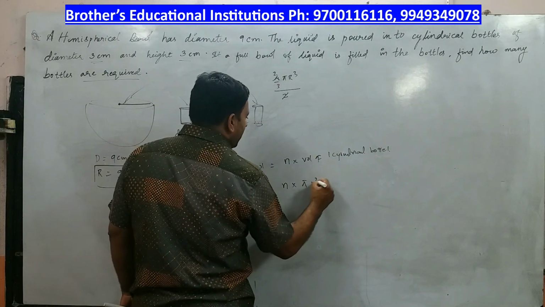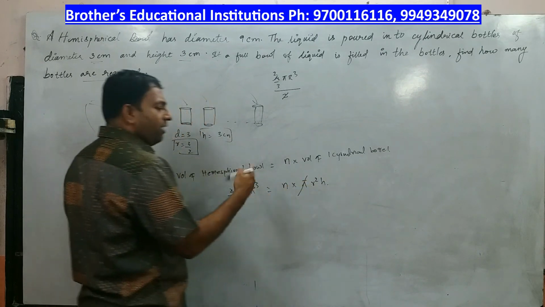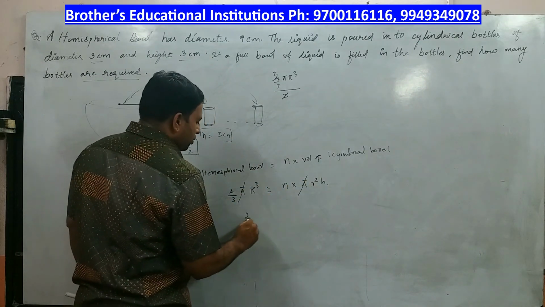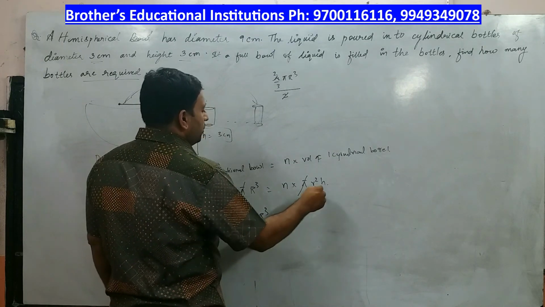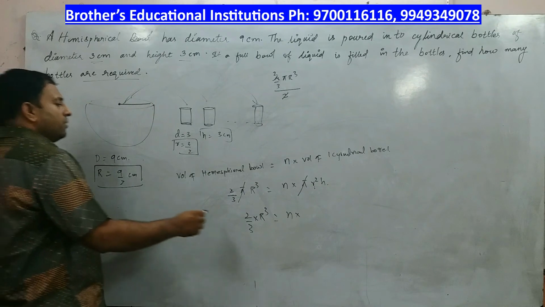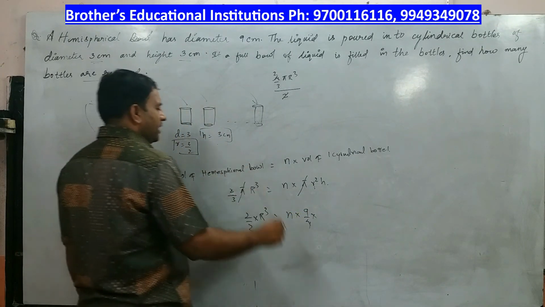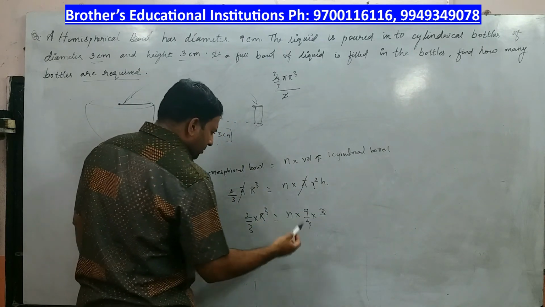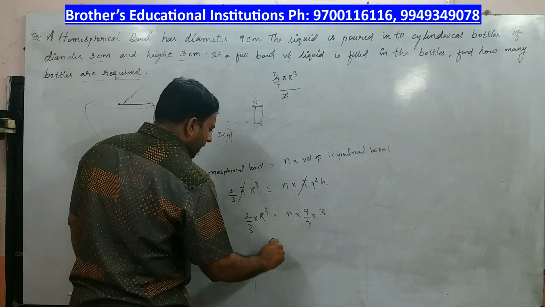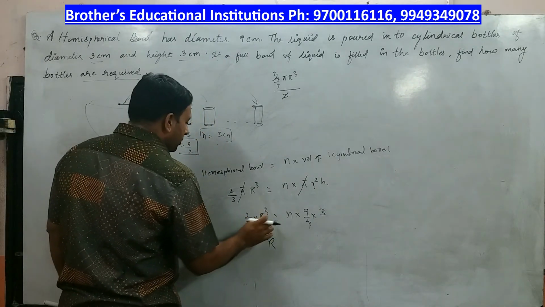Pi r square h. Any cancellations are possible? Pi and pi cancel. Make sure that you always write different r. So it is 2 by 3 r cube is equal to n into r square. What is r square? 3 by 2 whole square, which is 9 by 4 into h. What is h? h is equal to 3. Further, any cancellations are possible, you try to cancel. Now I will write r. What is r here? r is equal to 9 by 2 whole cube.